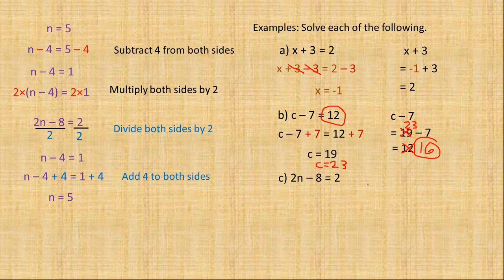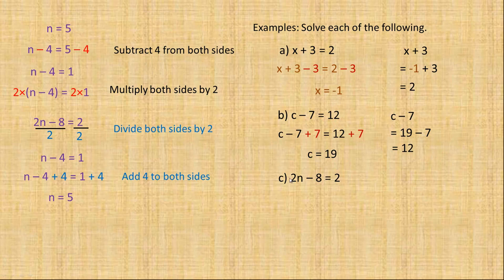So that's how the check would tell me that 23 is the wrong answer, because it doesn't give me the same value on both sides of the equation. Okay, so that's why you check and how it tells you if you're right or wrong. Let's get rid of this writing here.